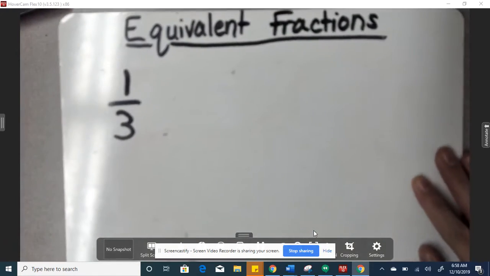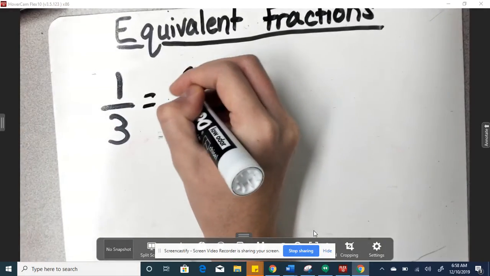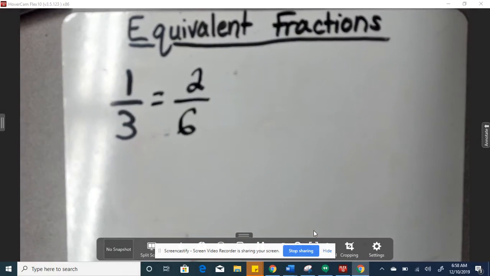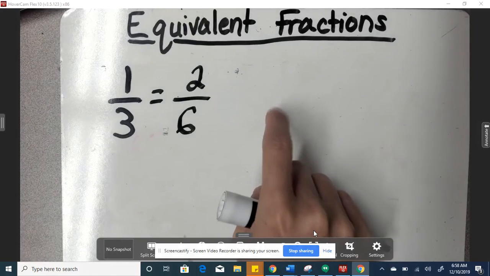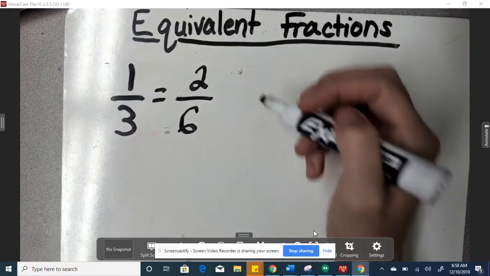Let's go back to the dry erase board. 1/3 equals the 2 pieces that were shaded out of 6 total pieces. Now we can represent our fractions using visual models straight on our paper or dry erase board. We don't have to be folding paper each time.